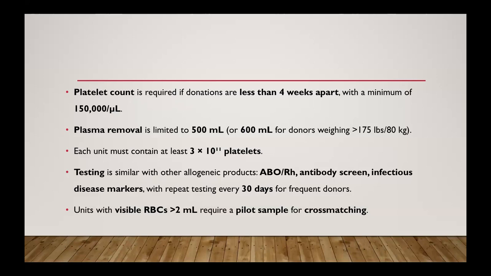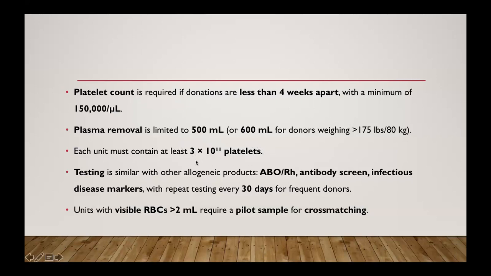Plasma removal is usually limited to 500 milliliters. This is the amount of plasma we can remove during platelet apheresis collection. Sometimes we can even remove more than that if someone weighs more than 80 kilograms, which is around 175 pounds. Each unit contains at least 3 times 10 power 11 platelets. This is the single donor platelet bag. It should contain at least this number of platelets.